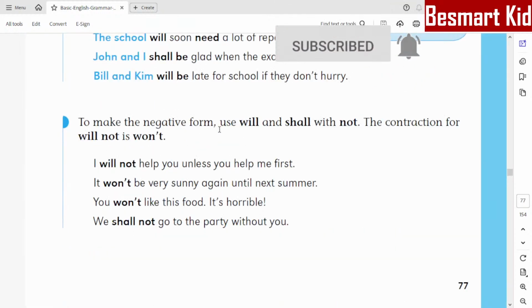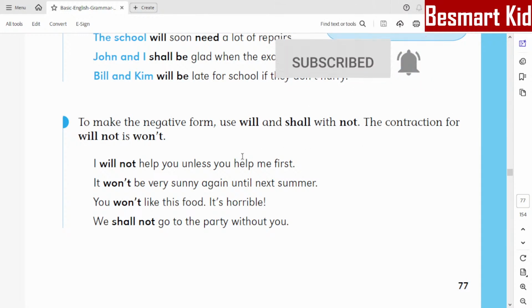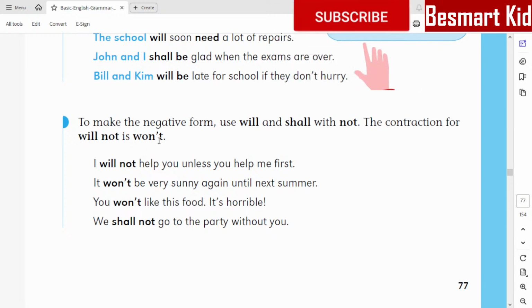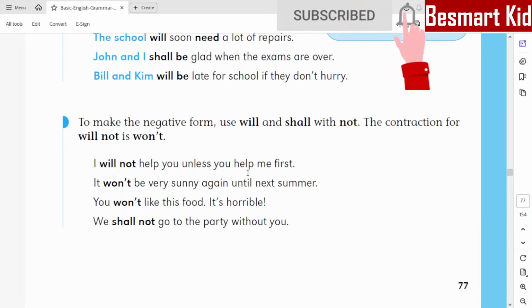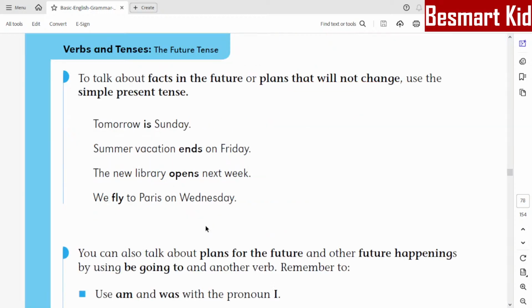To make the negative form, use will and shall with not. The contraction for will not is won't. I will not help you unless you help me. It won't be very sunny again until next summer. I won't like his food. It's horrible. We shall not go to the party without you.